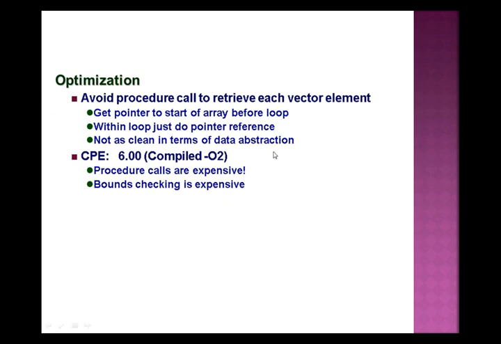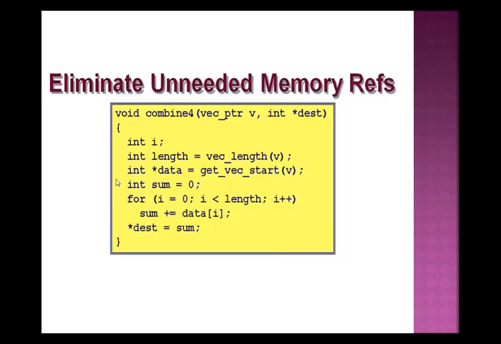This is not as clean in terms of data abstraction, that is, it will not hide the details. It will not hide the data element. CPE is 6, that is, cycles per element is 6. Next, procedure calls are expensive. Bounds checking is expensive.